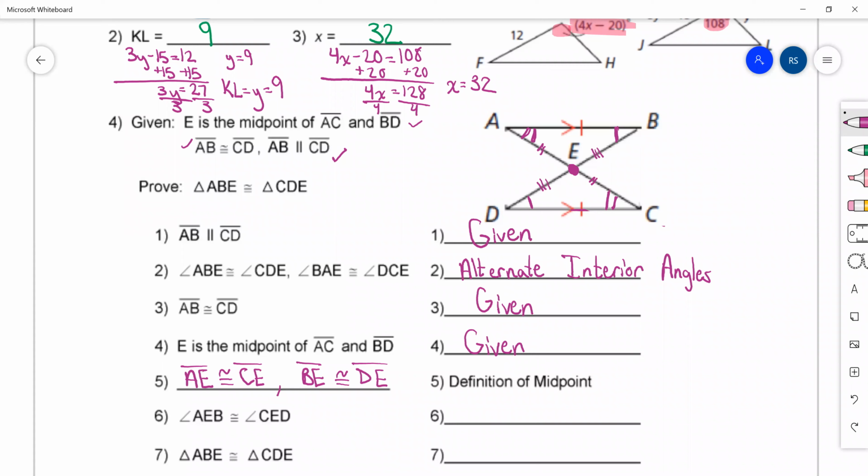And last but not least, or actually it's not the last step, second to last step, says angle AEB. So AEB is this one, 1, 2, 3. Is congruent to CED. So 1, 2, 3. Why are those congruent? What kind of angles are they? Vertical angles. So our reason here is the vertical angles theorem.